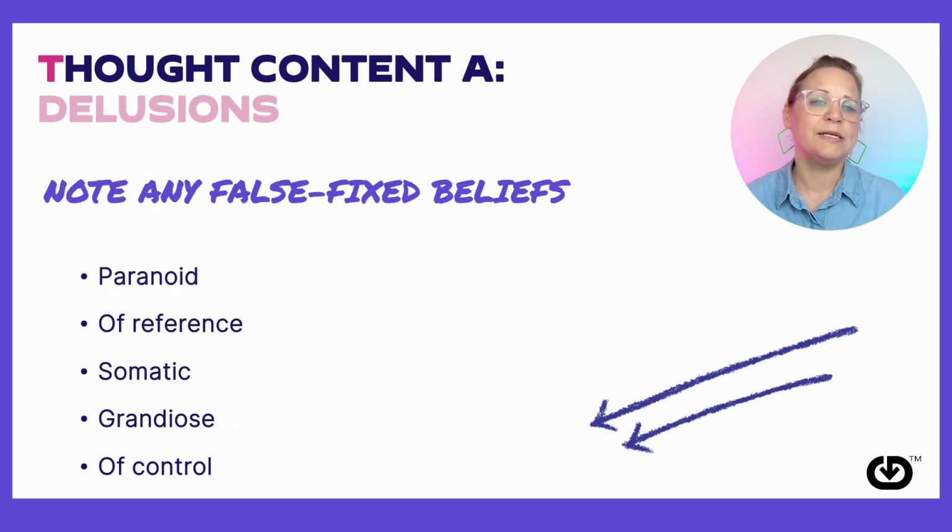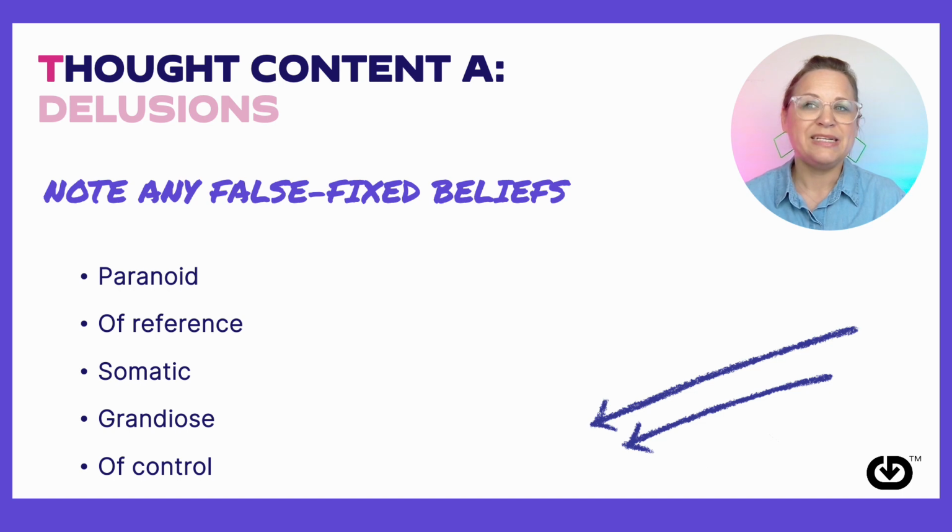After we look at thought process, we start to look at thought content. And the first section of that is delusions. Now, a delusion is a false fixed belief, something that the patient believes strongly, even when presented with evidence to the contrary. Delusions can be paranoid delusions, where they think someone's after them.